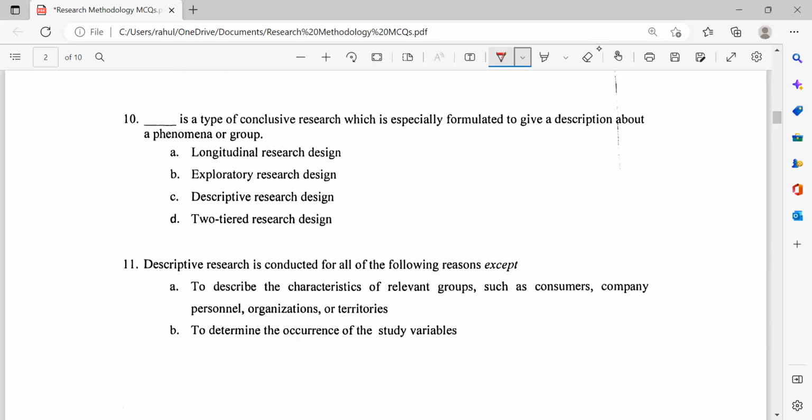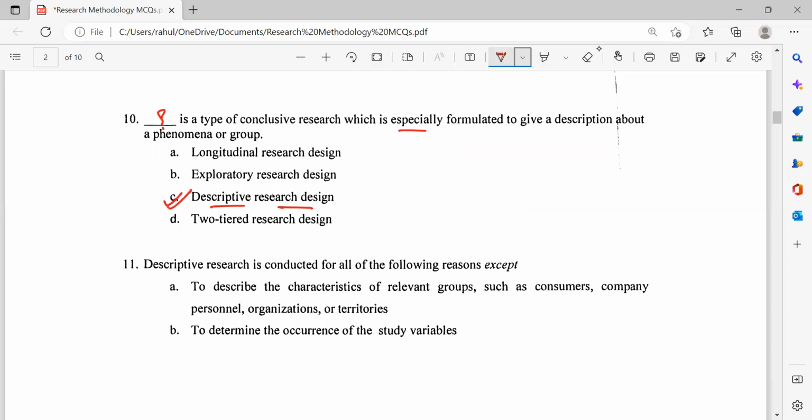Question number 10. Which of the following is a type of conclusive research which is specially formulated to give a description about a phenomenon or a group? If you look at longitudinal research, exploratory research, descriptive research, or two-tiered research, obviously descriptive research design is a type of conclusive research which is specially formulated to give a description about a phenomenon or a group. Option C is the correct answer.